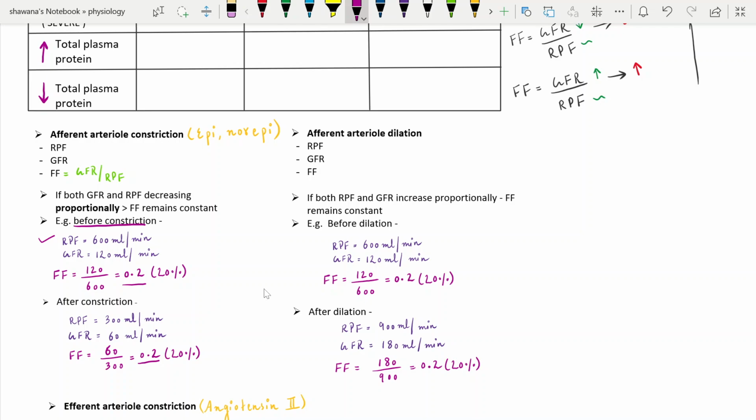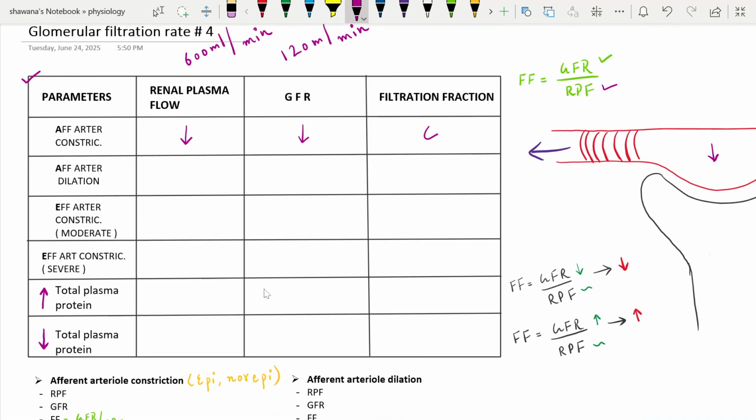It's 0.2. It means that if both the numerator and denominator decrease proportionally, their ratio would not change. It would remain constant. In this condition, the filtration fraction is constant. Okay, we have discussed one.